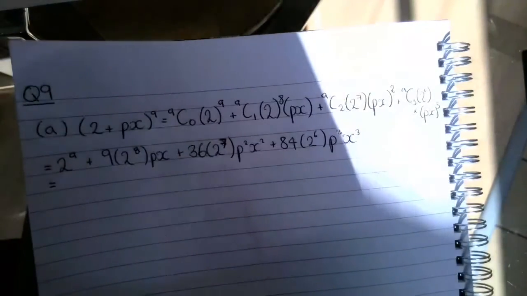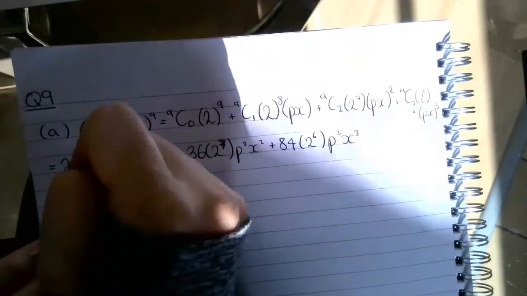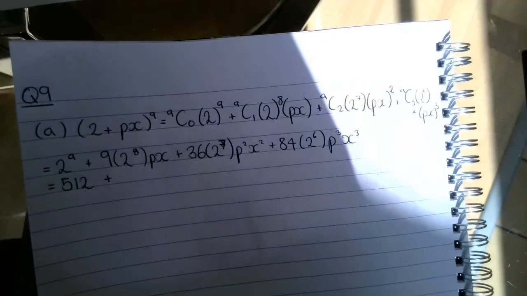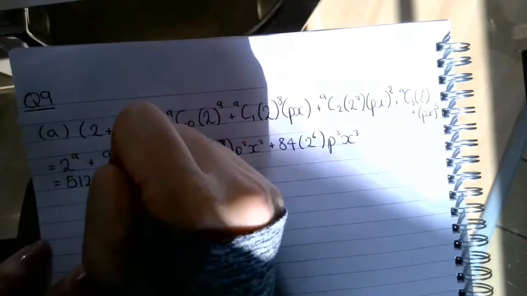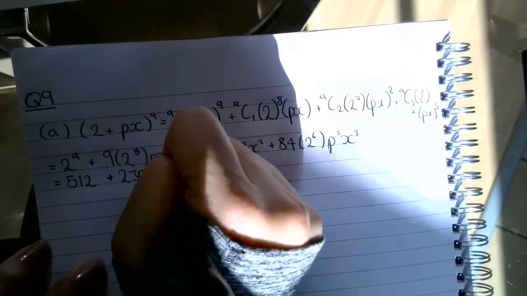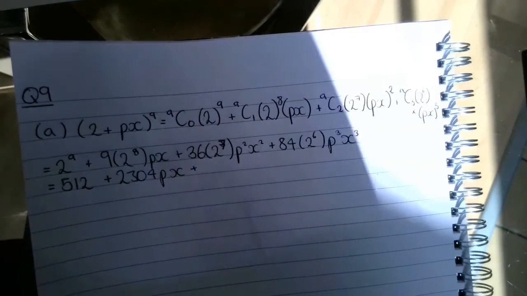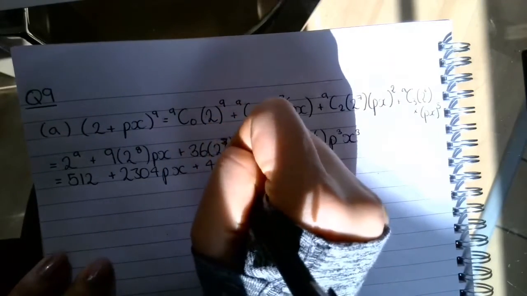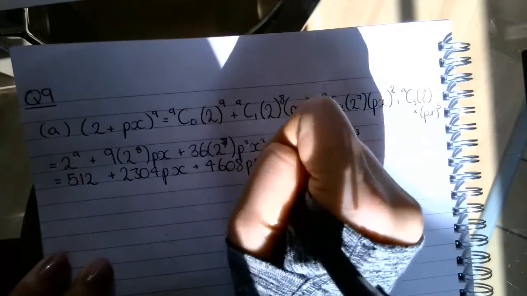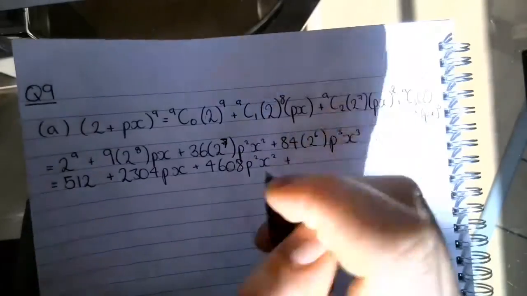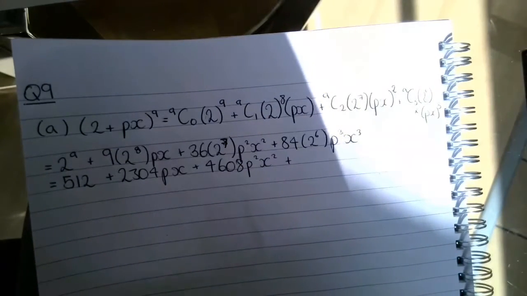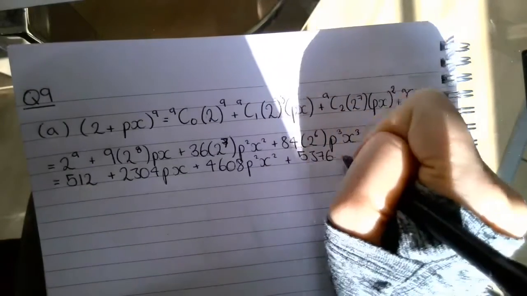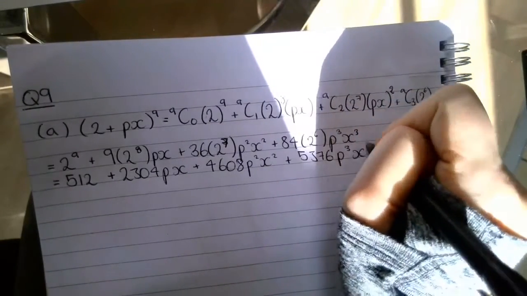So 2 to the power of 9, that's equal to 512. We're adding 9 times 2 to the power of 8, that's 2304 px. 36 times 2 to the power of 7, we've got 4608 p squared x squared. 84 times 2 to the power of 6, that's 5376 p cubed x cubed.